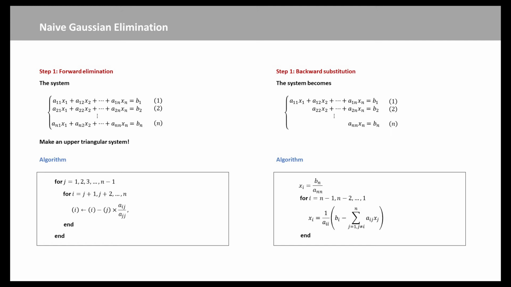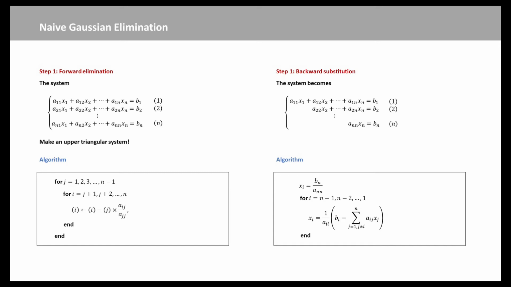Let's put this into algorithm form. What do you have to do first? Initialize, compute xn, and then you go through equations n-1, n-2, all the way to 1. For each of these i, you keep xi on the left hand side and move everything else to the right hand side, because you already know all these xj's, and then you compute it. This is naive Gaussian elimination.